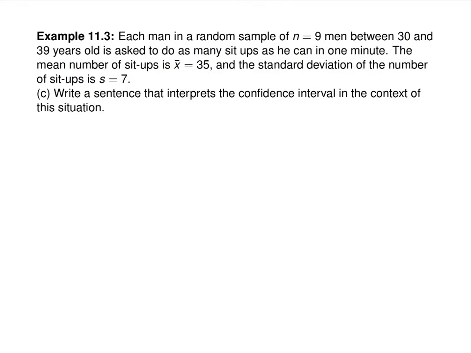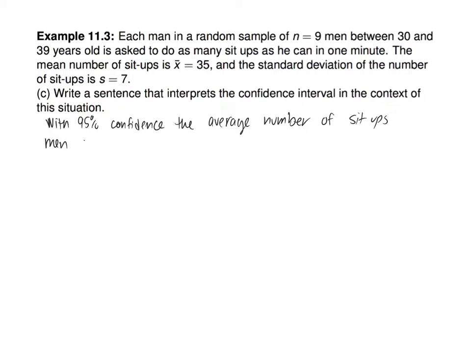Okay. So write a sentence that interprets the confidence interval in the context of the situation. So we'll say with 95% confidence, the average number of sit-ups men aged 30 to 39 can do in 1 minute is between what and what?